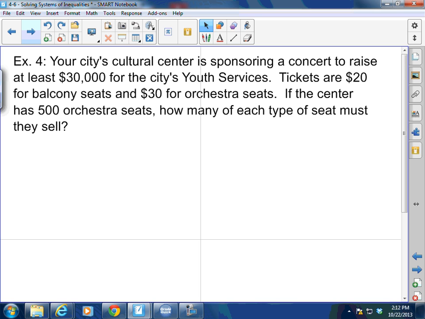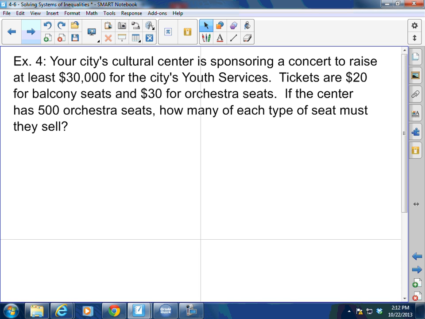Your city's cultural center is sponsoring a concert to raise at least $30,000 for the city's youth services. Tickets are $20 for the balcony seats and $30 for the orchestra seats. If the center has 500 orchestra seats, how many of each type of seat must be sold?